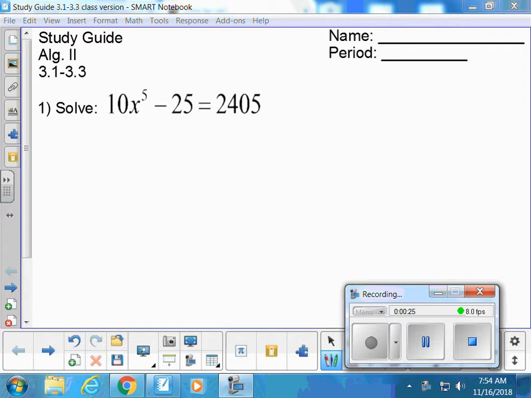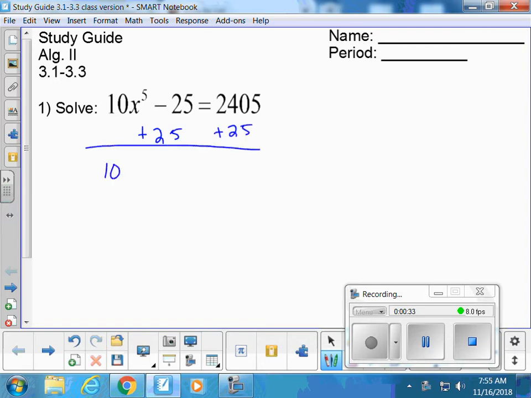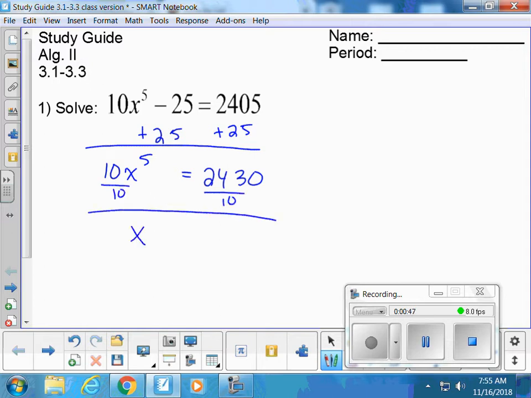Number 1, what did everybody do first? Add the 25 to both sides is correct. So that'll give us 10x to the 5th equals 2430. Does that look about right? Yeah. Okay, what'd you do for your second step? Divide by 10. And that gives you 243. And what did you do for your final step?